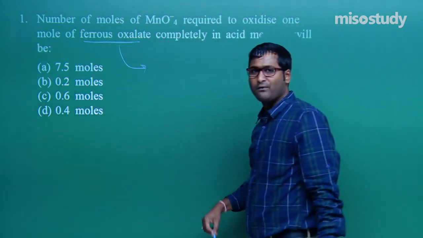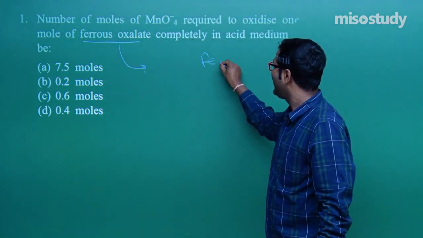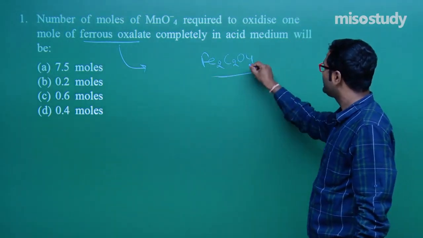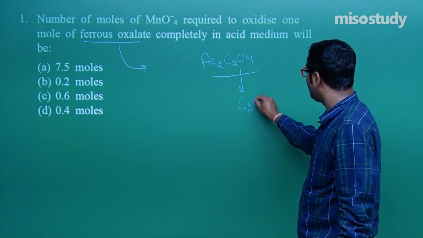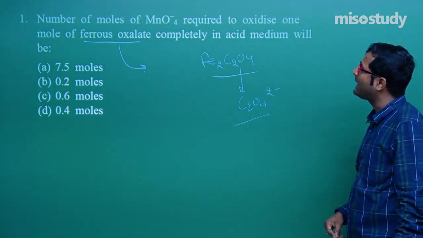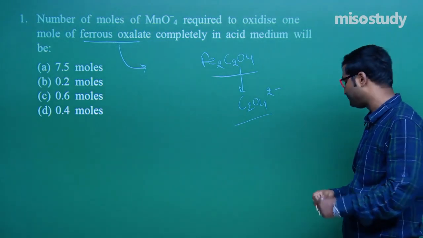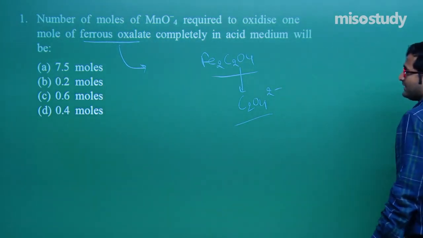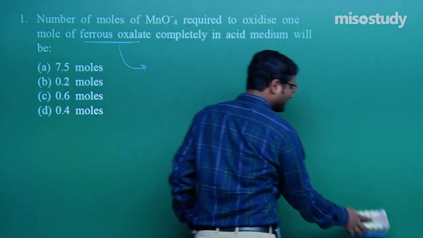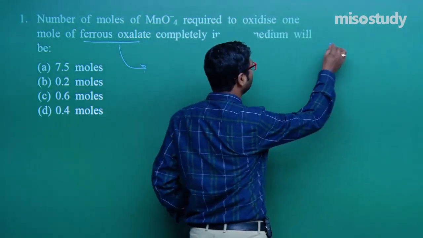1 mole of ferrous oxalate, that is Fe2C2O4. Clear? It will dissociate like this, that is C2O4 2 minus. Now, how many moles of MnO4 are required? Clear? So let's start. How to solve such questions? Listen carefully to what I am telling.